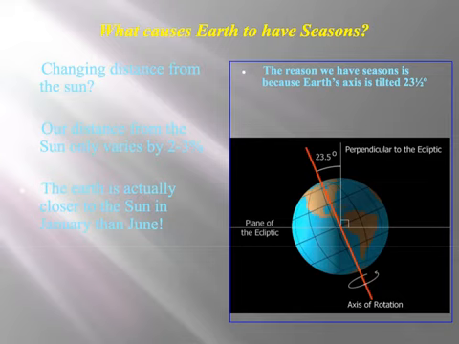So the reason that we have the seasons is because Earth's axis is tilted at 23.5 degrees, which is exactly what the Martian orbit is tilted. And that is because Earth, early on in its history, was hit by an asteroid. It may have been the moon-forming impact that knocked it on its side.